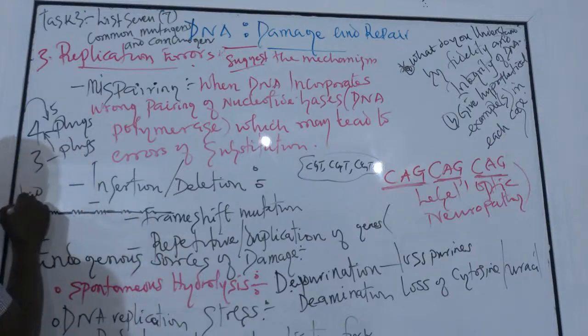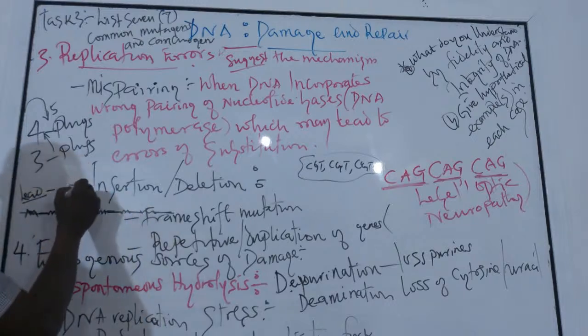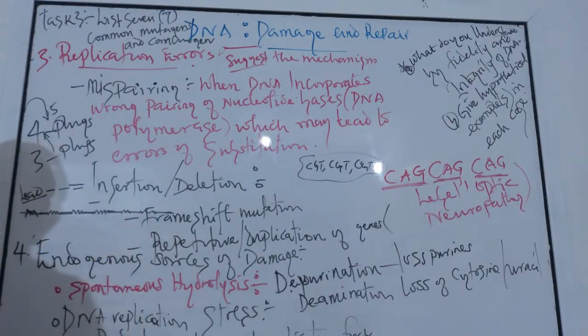If on the leading strand you now have generation of gaps, it will lead to breaks, and this is a result of DNA replication stress. Because you see, whenever any system overworks itself, it can lead to so many errors.